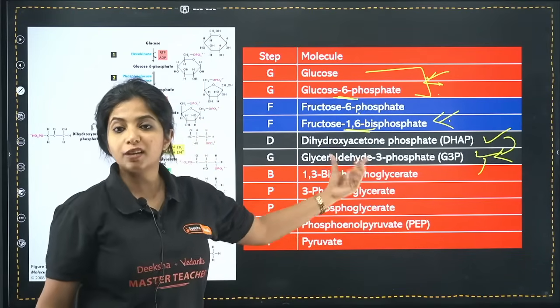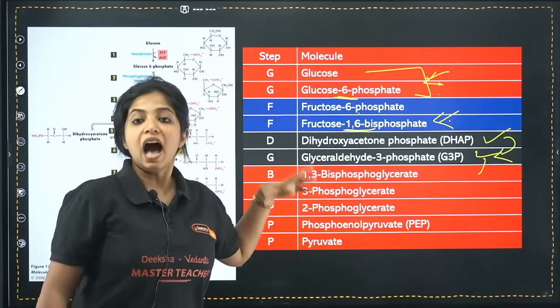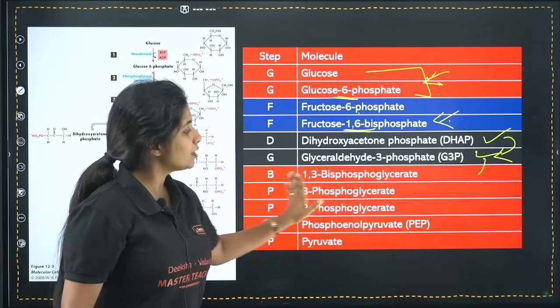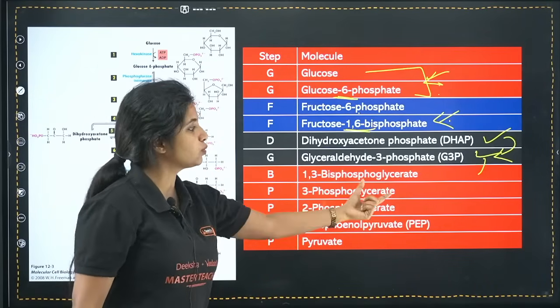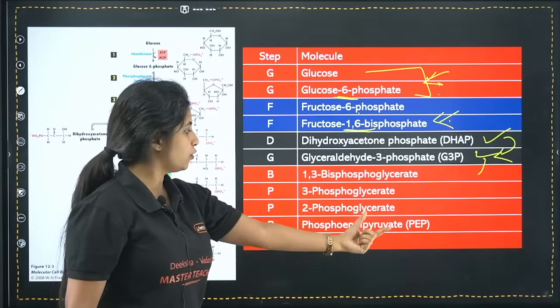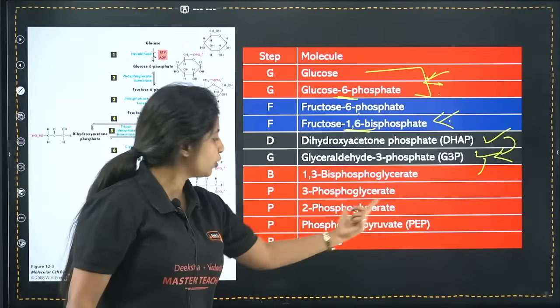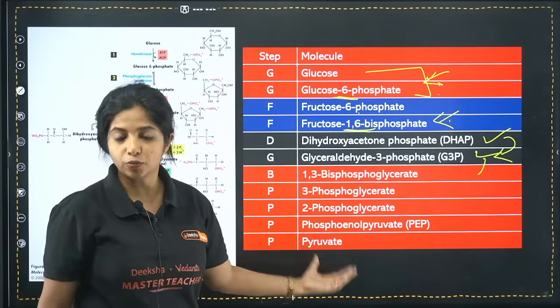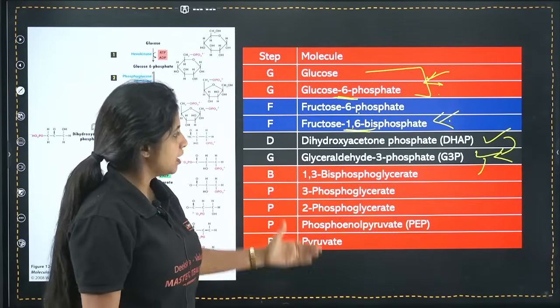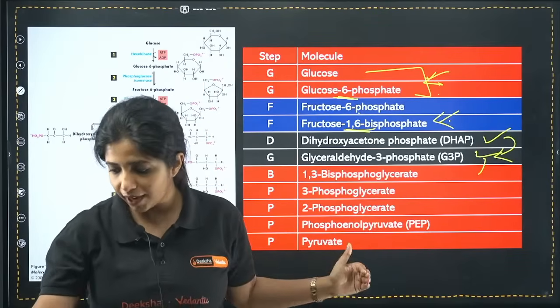1,3-bisphosphoglycerate. Again, it loses one phosphate, so it becomes 3-phosphoglycerate, then 2-phosphoglycerate. Finally you get phosphoenolpyruvate, and then you get pyruvate. Very, very important thing. So this is the flow, if you can just get it.